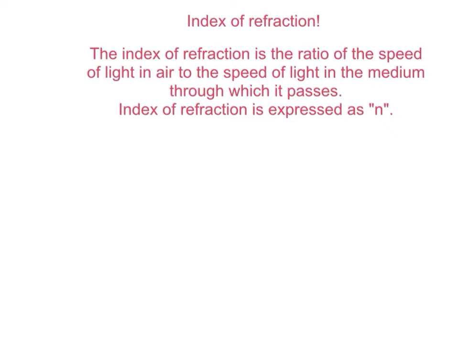The index of refraction is the ratio of the speed of light in air, which is expressed as the letter c, to the speed of light in the medium through which it passes, which is expressed in the letter v, and the index of refraction is expressed as the letter n. The equation for this is n equals c over v.